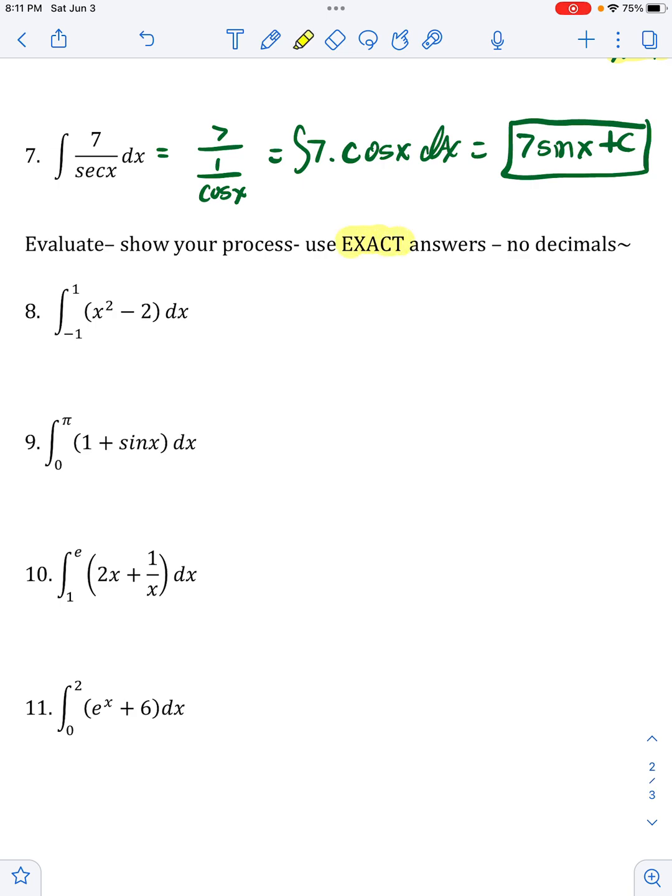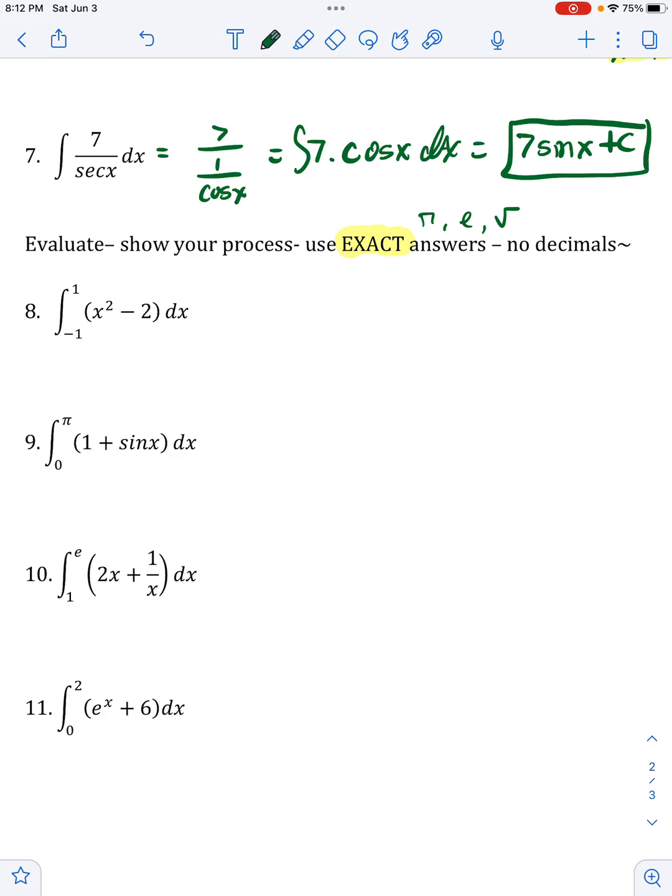Exact answers simply means no decimals. It means you might have pi. It means you might have e. It means you might have a square root. And that's just something that at this point in our math life, we have to be pretty comfortable with. Because a decimal isn't accurate. It goes on forever, or we round it off, or we cut it off. And so we're losing part of the value.